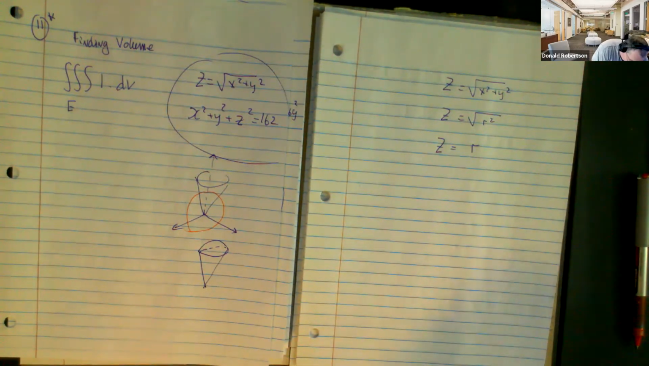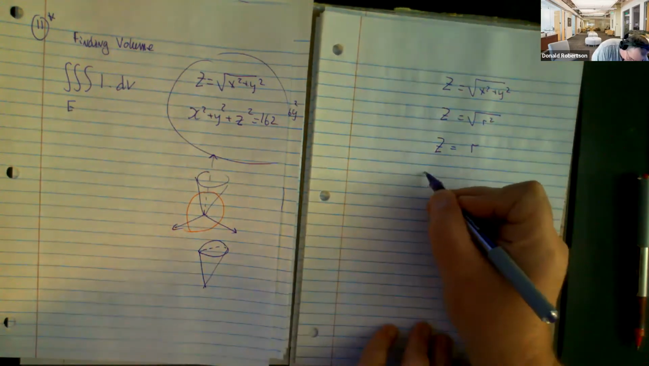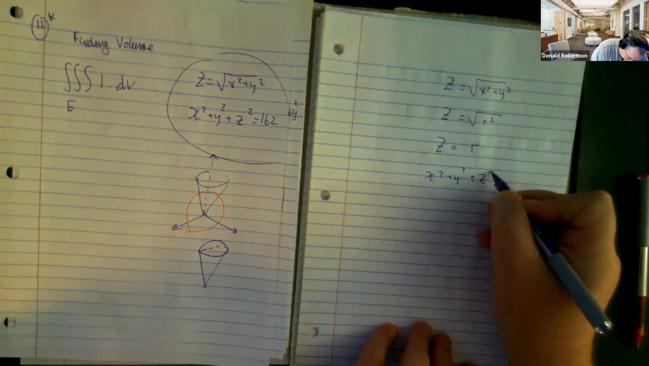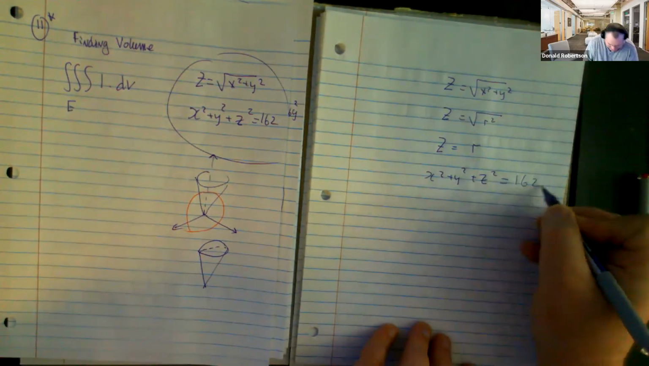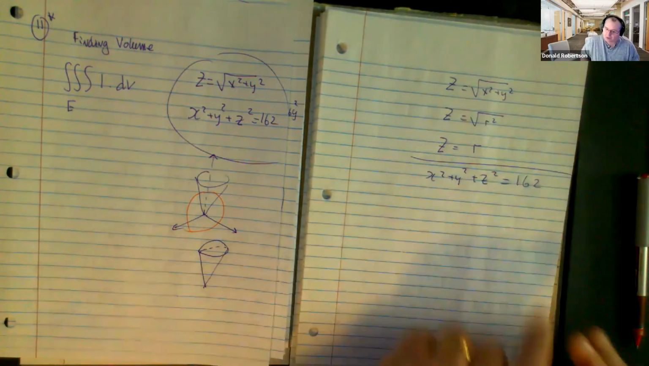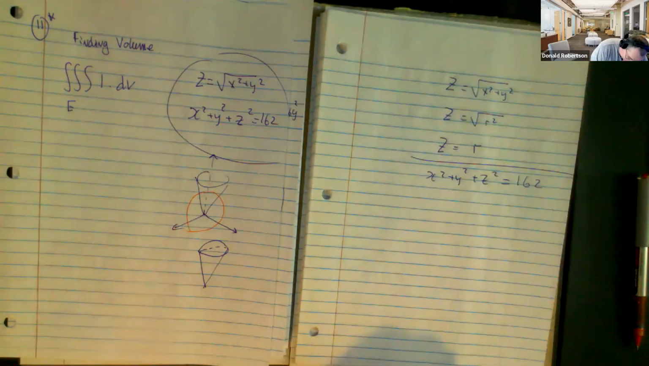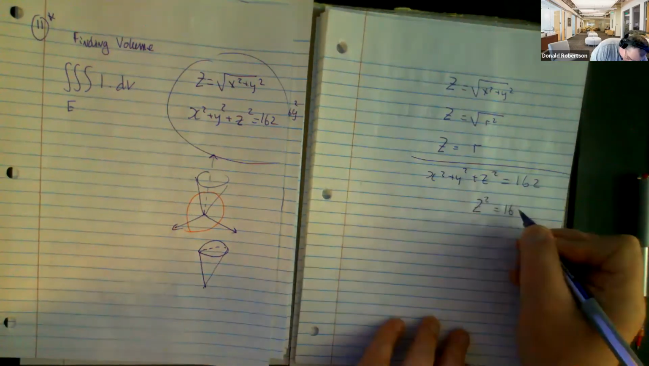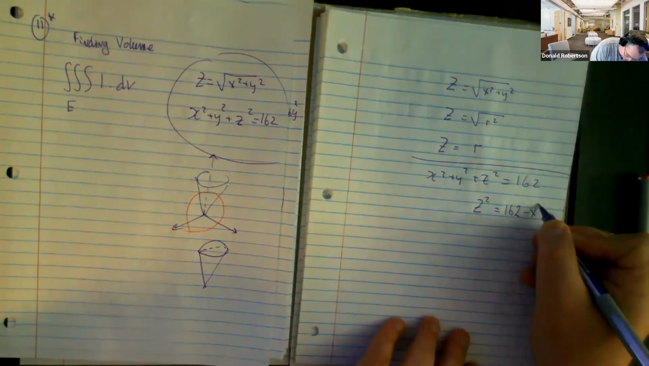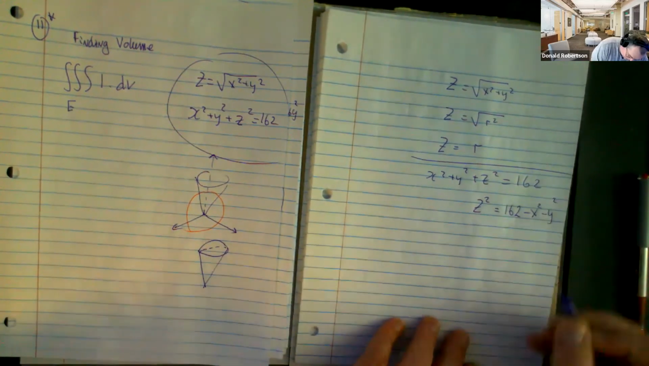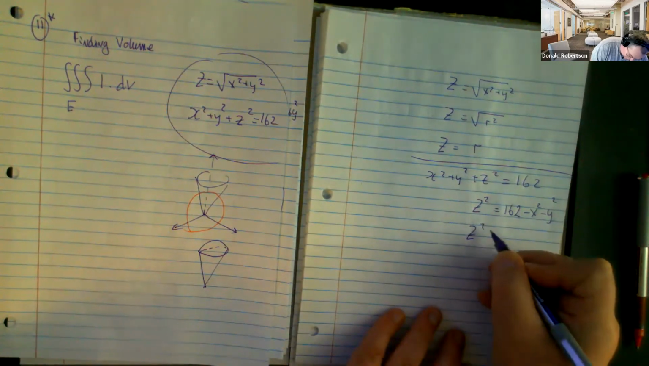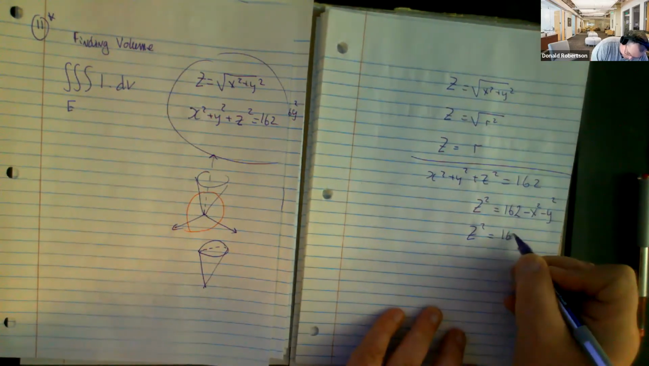Now, x squared plus y squared plus z squared is 169. And I'm going to use that to generate a z as well. So that makes z squared 162, take away x squared, take away y squared. Well, that makes z squared 162, take away r squared.